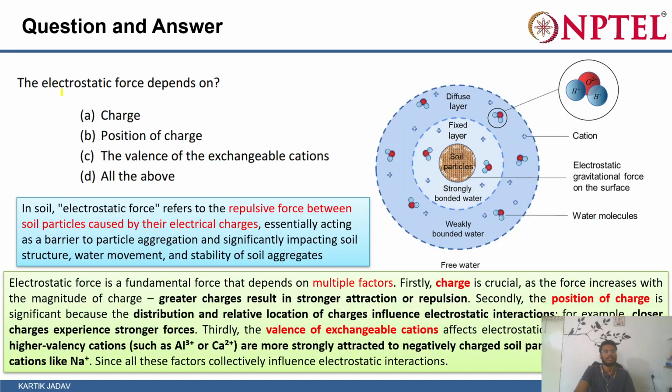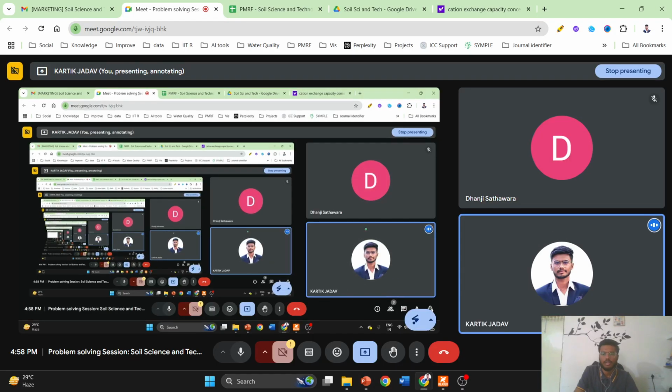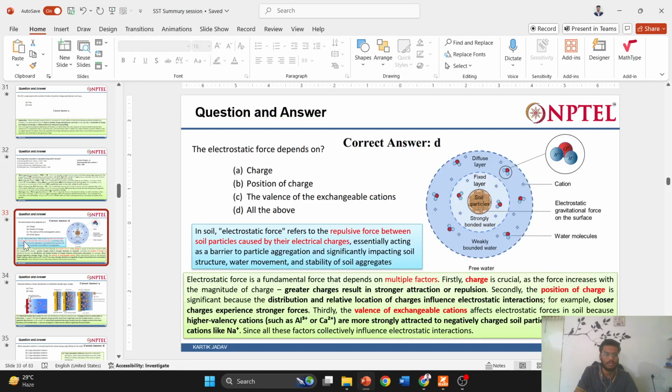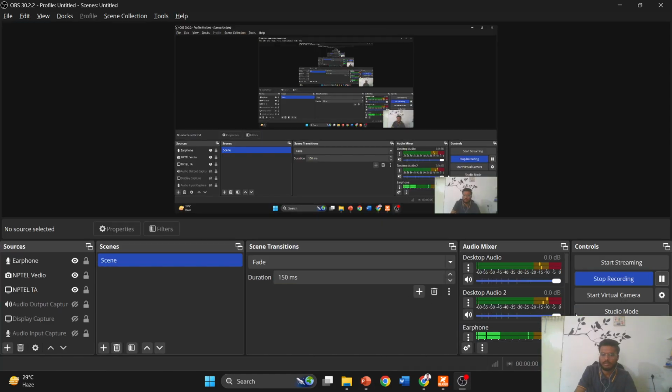Next question. The electrostatic force depends on charge, position of charge, the valence of exchangeable cations, or all of the above. So try to think about this question, and let's take one small break here. Then we'll try to cover the rest of the questions that are left. So let's pause here, and I will be back in 5 to 10 minutes.